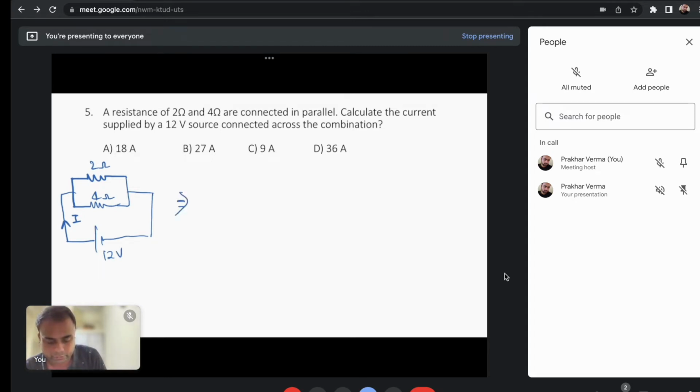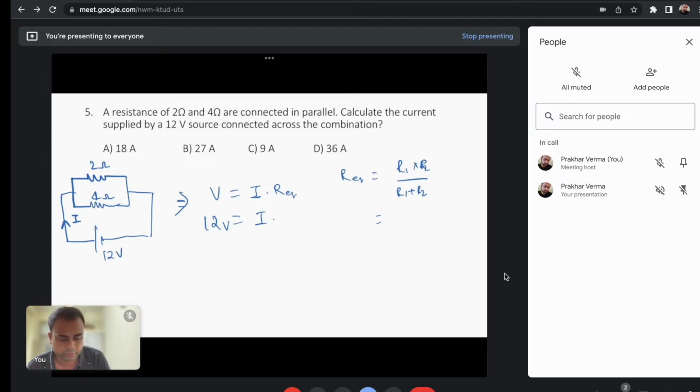We will be writing voltage is equal to current into total resistance. This is a parallel circuit, voltage is 12 volts, and you have to calculate the total current I. So R equivalent has to be calculated. I'll just use the shortcut, that is R1 into R2 upon R1 plus R2.